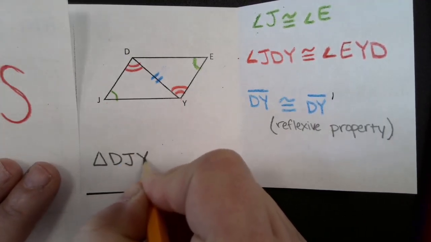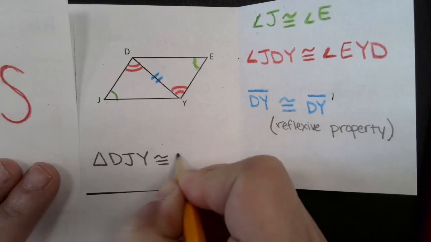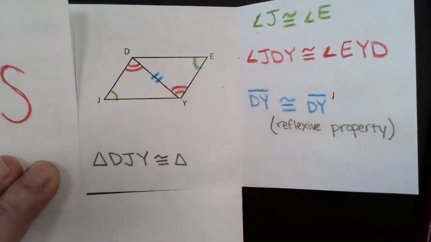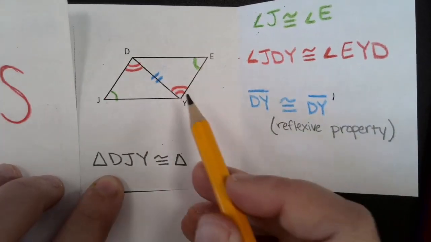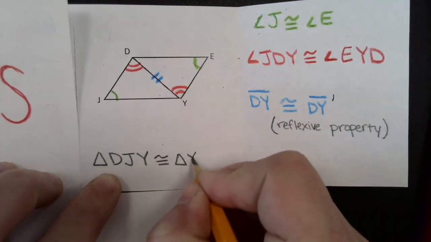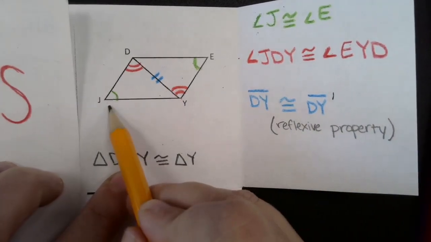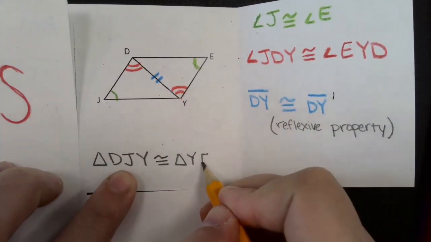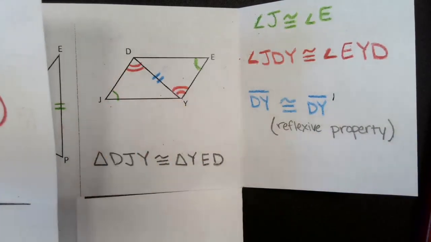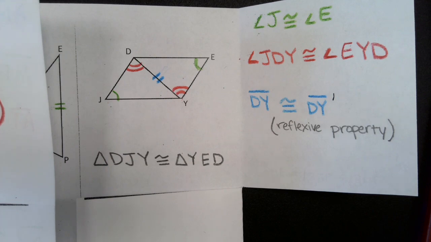DJY is congruent to triangle. So now for DJY, we want to match what goes with that second triangle. What's going to match with D on this opposite triangle? D doesn't match with D this time. D actually matches with Y. What matches with J? E. And then D. Because these ones match their opposite. So D doesn't actually match with D this time. D matches with Y.